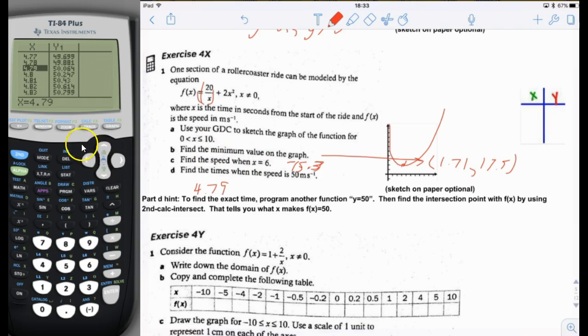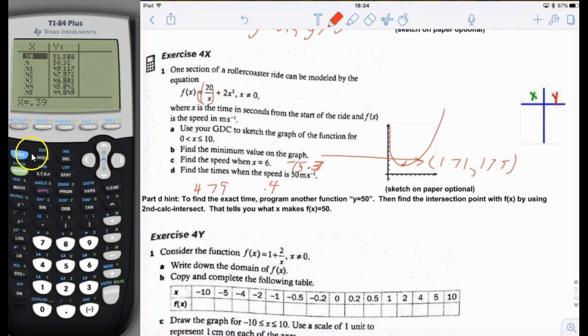And then there's probably one other place that's like that. Let me reset the table. Again, I'm going to go second table set. Table start 0, delta table 1. And then I'm going to go back to the table and find the other place where it's about equal to 50. Oops, I went past it. So one of the places was 4.79, right? And the other place, it's here, between 0 and 1. Let's see. Plus 0.1. And then we can see 0.4 is pretty close, right? Plus 0.01, we're going to get an even closer number. Actually, 0.4 is pretty close. So we'll put 0.4. So one of the other times is 0.4.